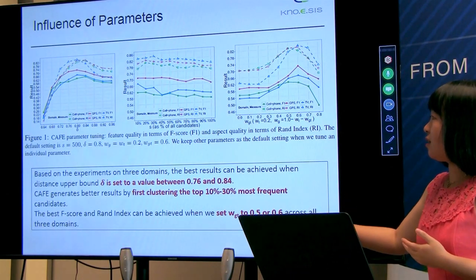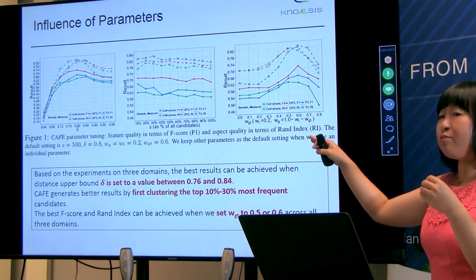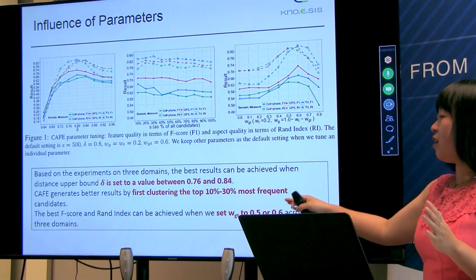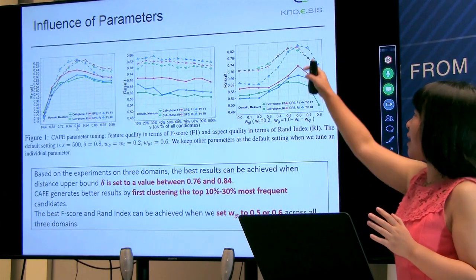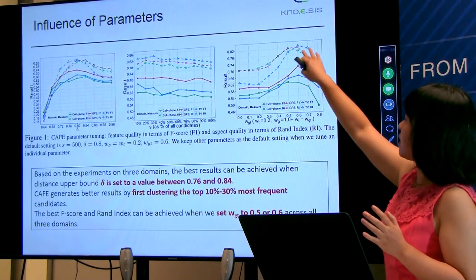So the last one, we keep changing the weight of the similarity GT and keep the others fixed. We find that if we set WGT to 0.5 or 0.6, it can achieve the best results on all three domains across both tasks.